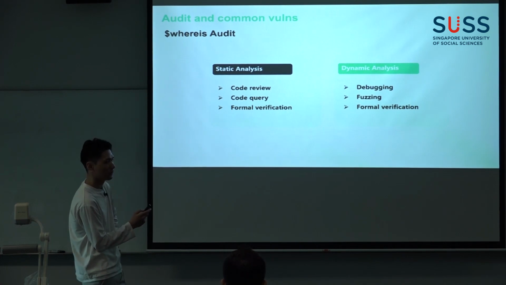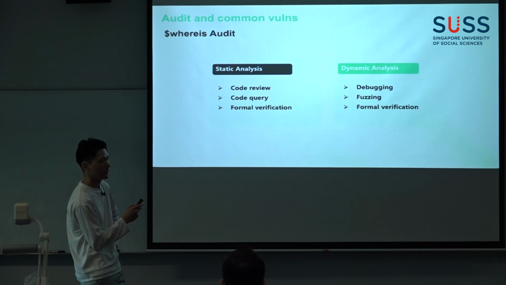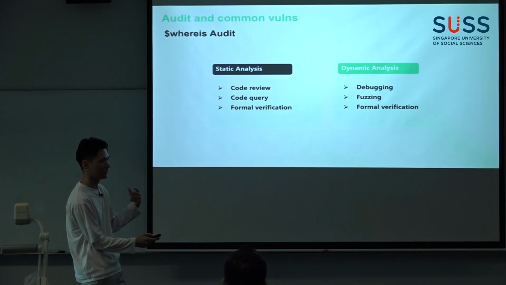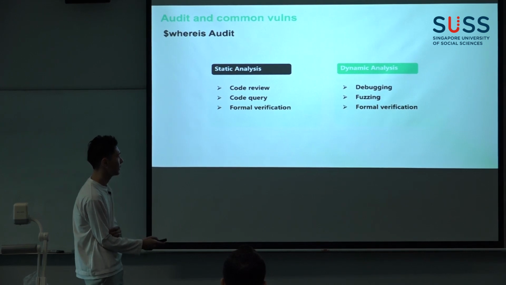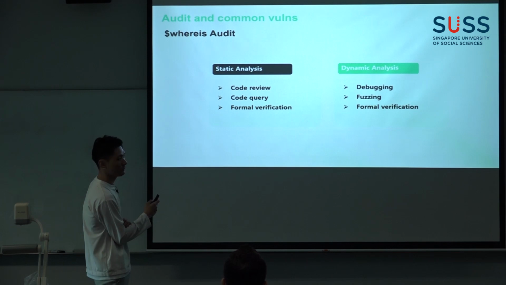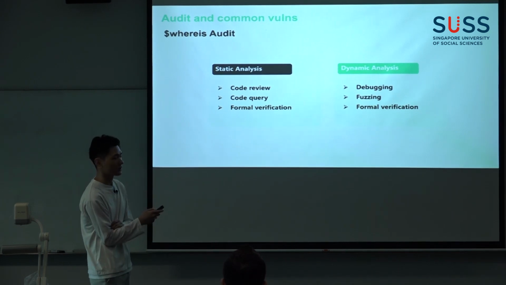Dynamic analysis means that we're actually running the code. The first part is debugging. Any developer in the testing phase, when they're trying to figure out what went wrong, will use debugging. Fuzzing means generating random inputs and feeding them to, for example, a function, and trying to see if the result is unexpected. Formal verification falls into both categories. It does both static and dynamic analysis.